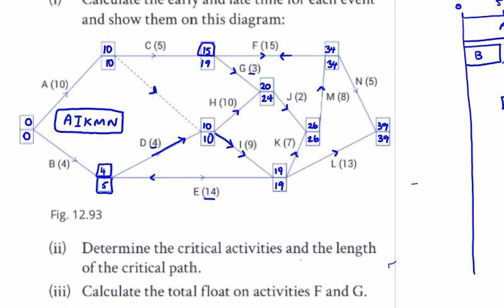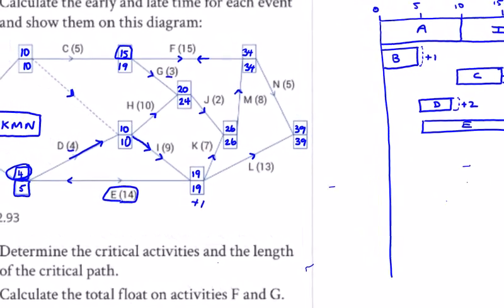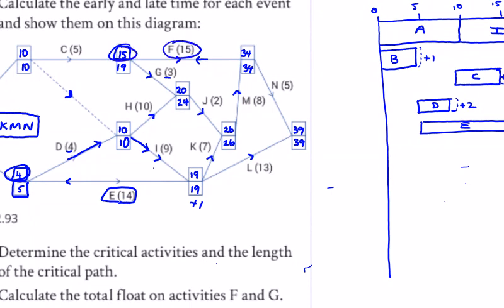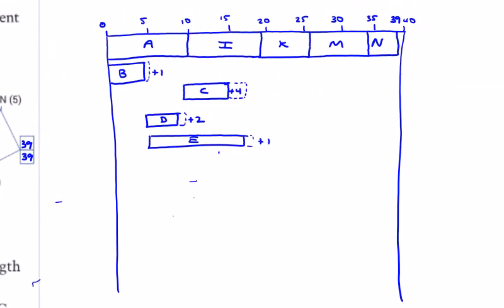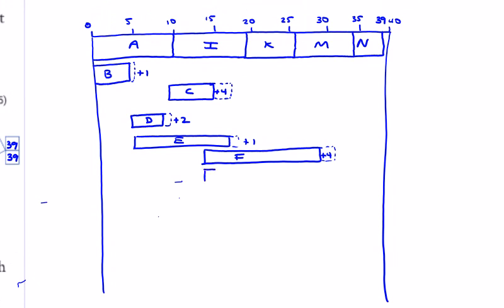E starts at 4, is 14 long, so 4 to 18 and a plus 1. Plus 1 for E. F starts at 15, is 15 long, so 15 to 30 with a plus 4. G starts at 15 as well. 15 to 18, not a plus 2, 15 to 18 with a plus 6 for G.